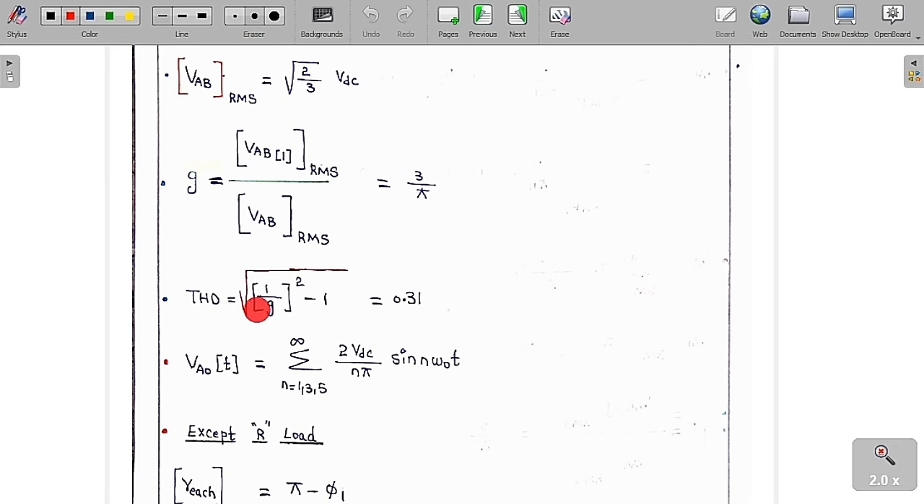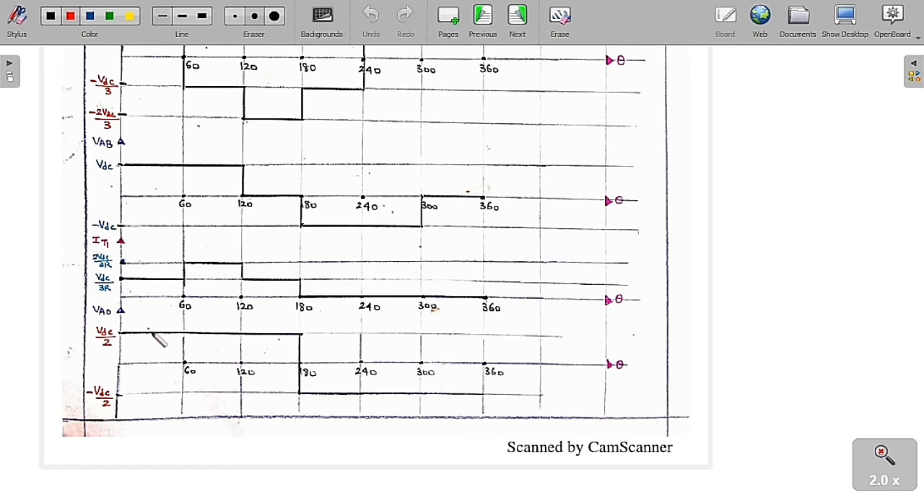Therefore PhD is equal to under root of (1 by G) whole square minus 1. So if you substitute here, you are going to get 0.31. So you can see clearly the distortion factor and the PhD are both the same for the line voltage and also the phase voltage. Suppose you want to know the expression of the pole voltage, I am going to take here VA0.